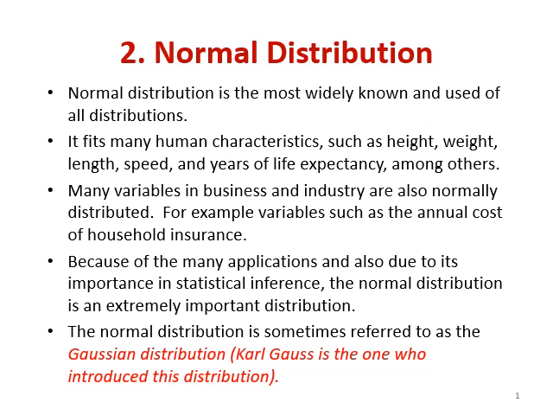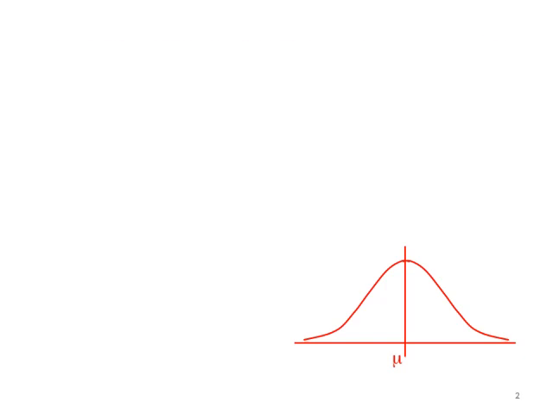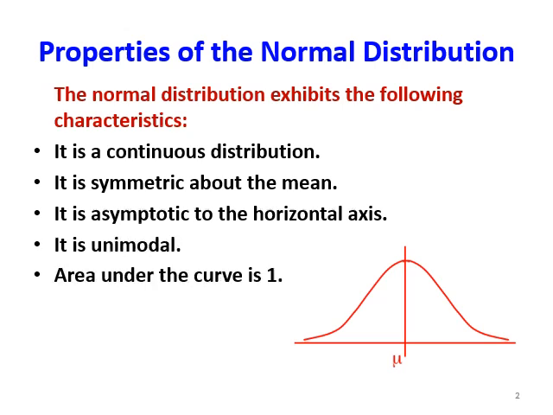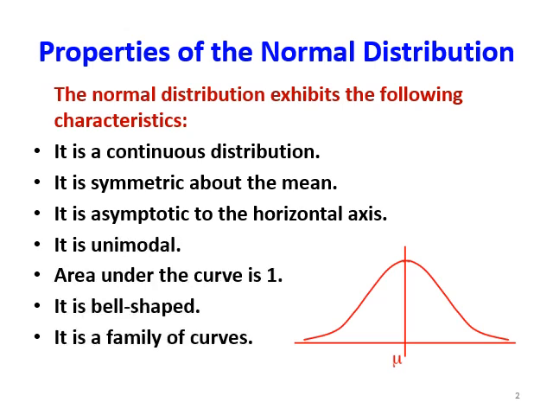We sometimes refer to the normal distribution as the Gaussian distribution. This is in reference to Carl Gauss, the statistician who introduced this distribution. The normal distribution has some main characteristics or properties. These are, first, that it's a continuous distribution, or a distribution for a continuous random variable.